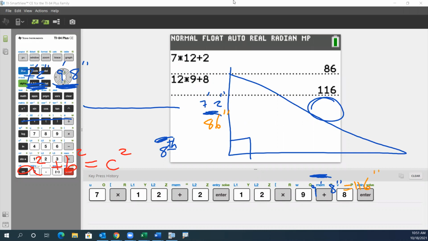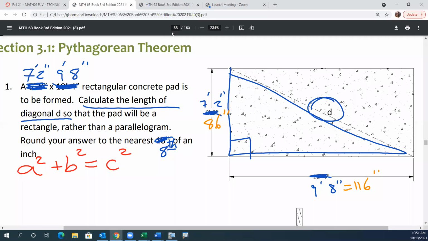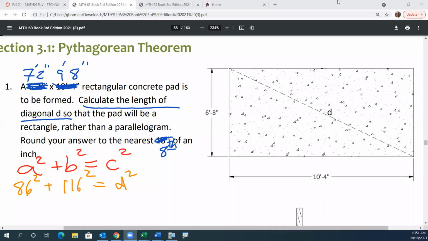All right. So how do I get back to the thing? Oh, I thought I clicked that. I guess not. All right. So we got this. So we can plug them all in now. 86 squared plus 116 squared, or vice versa. And then we're looking for D, which is our hypotenuse. Okay. Now I need to do some erasing.